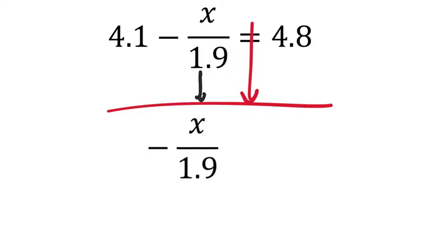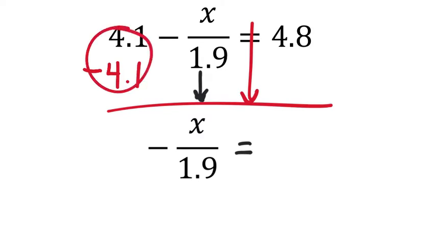If I can just drop it by itself, I'm going to be in good shape, meaning that this 4.1, I don't want it. And so I'm going to get rid of it by making it a 0. I'm going to subtract it from itself. So 4.1 minus 4.1 is 0, but I know if I do it to one side, I must do it to the other side as well. So 4.8 minus 4.1 is 0.7.